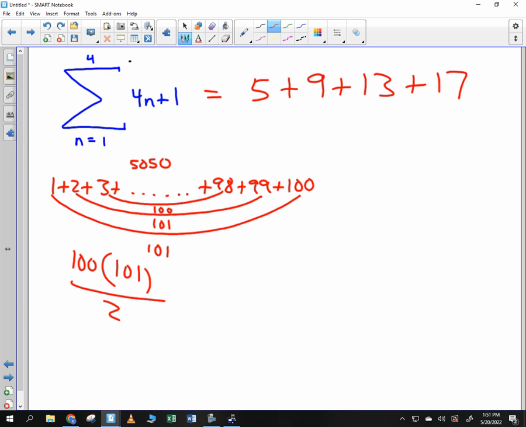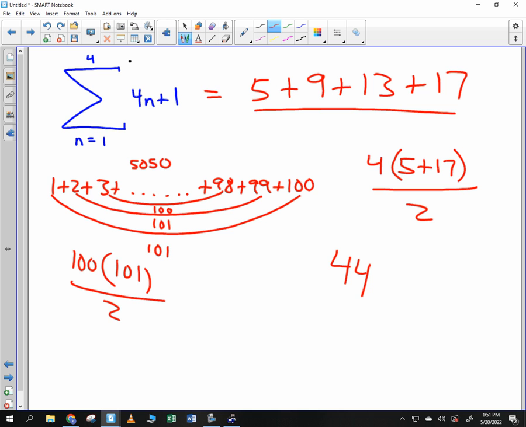Let's see if his method works here. You would take the first one plus the last one. What's the first plus the last? 5 plus 17 is 22, and how many sets are we going to have? You take the number of terms, which is 4, and divide it in half, so 2. And 22 times 2 is 44. Does this add to 44? Yeah, 5 plus 9 is 14, 13 plus 17 is 30. Adds to 44, doesn't it?